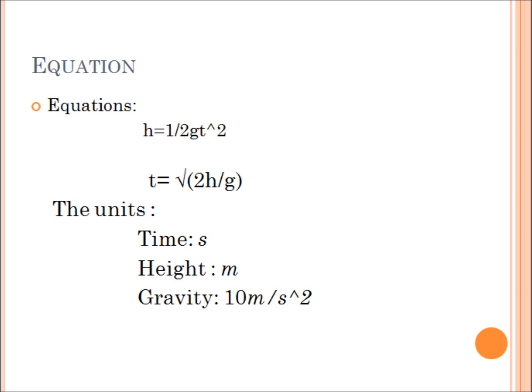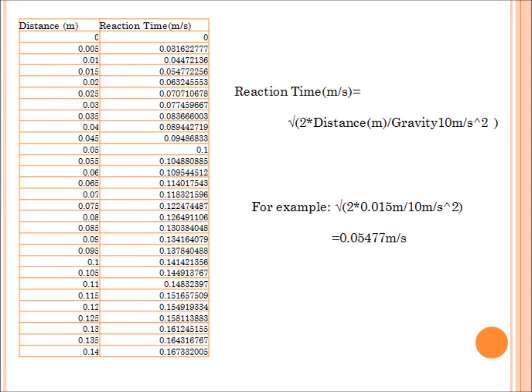From this formula, I can get another equation: T equals the square root of 2 times H divided by G. The units of this formula: time is in seconds, height is in meters, gravity is 10 meters per second squared. The equations I used in Excel.